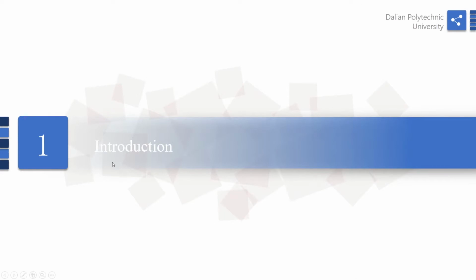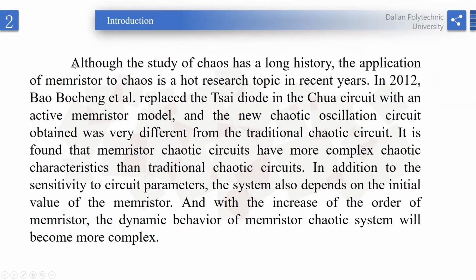First, the introduction. Although the study of chaos has a long history, the application of memristors to chaos is a hot research topic in recent years. In 2012, Peng replaced the inductor in the chaotic circuit with an active memristor model, and the new chaotic oscillation circuit obtained was very different from the traditional chaotic circuit.